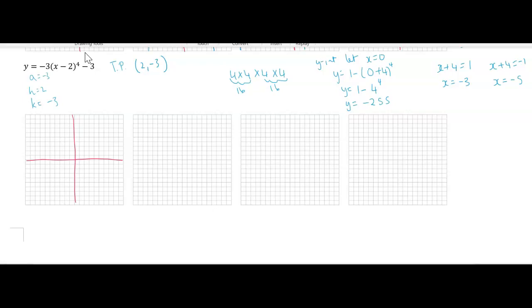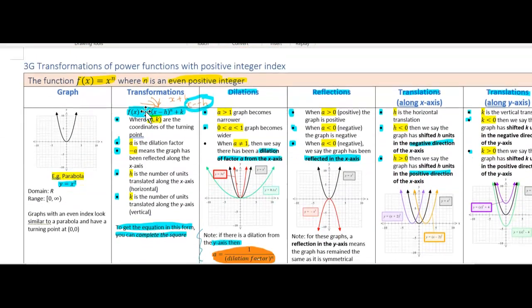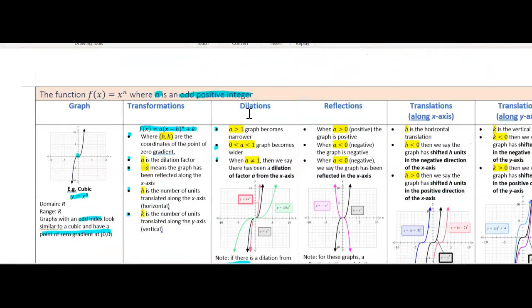So first of all, I'm just going to do a dilation, factor 3 from the x-axis. Now with your basic quartic, you do have the point (1, 1). So when you're dilating it by a factor of 3, that point is going to become (1, 3). So it's actually going to become narrower. And remember, when a is greater than 1, the graph becomes narrower. So that's what we're expecting to happen.